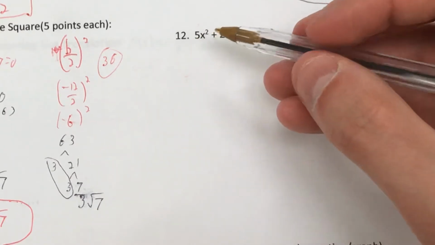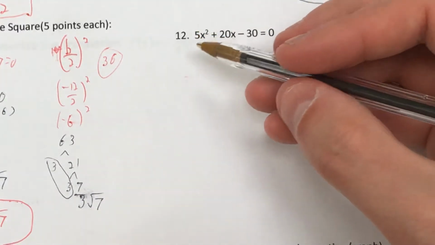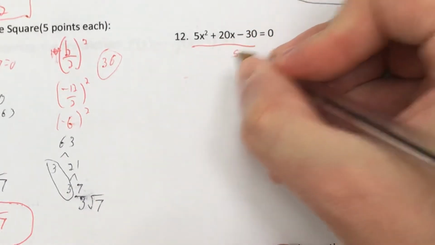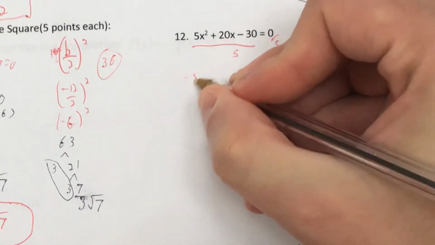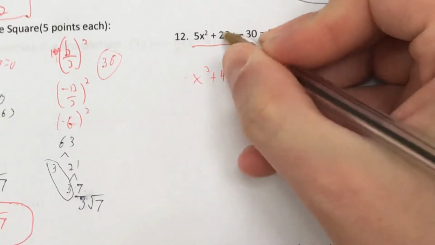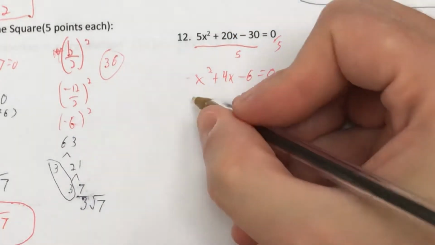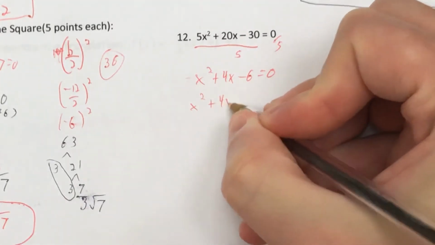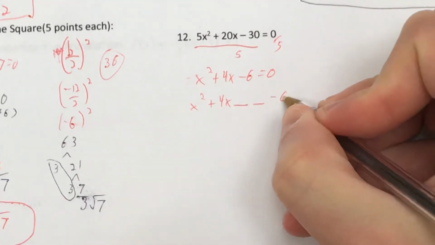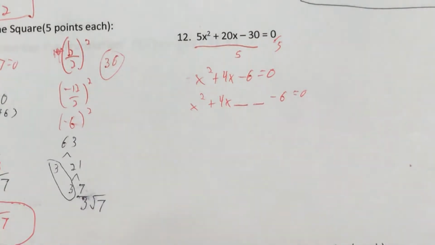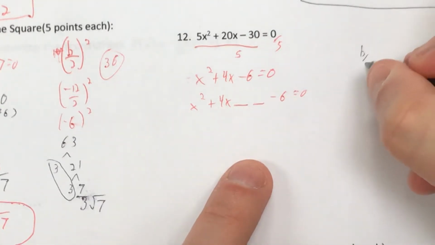That is not allowed, so you have to get rid of the 5 by dividing. And look, these are all perfectly divided by 5. Cha-ching. X squared plus 4x when you divide by 5, and minus 6 when you divide by 5. So I'll have x squared plus 4x, double blank, minus 6 equals 0. So again, just between here, double blank. B over 2 squared.